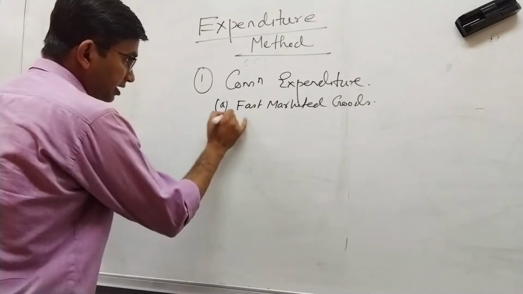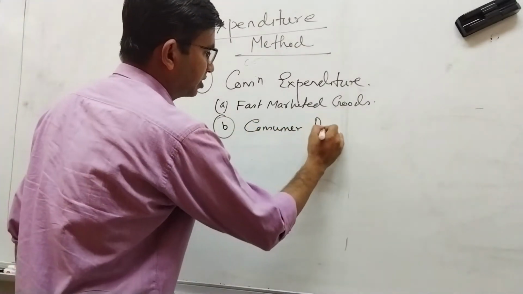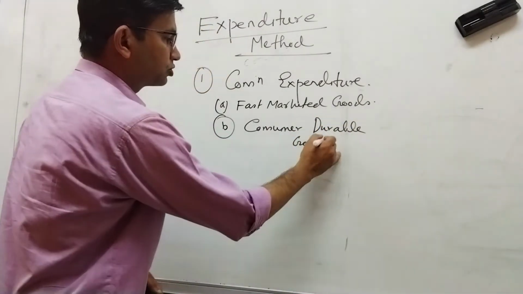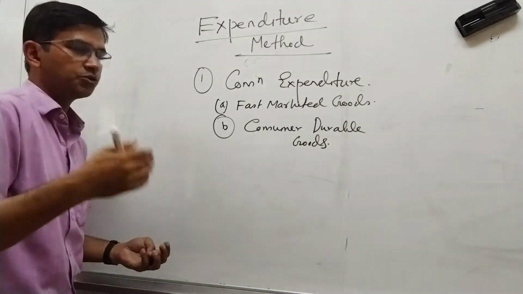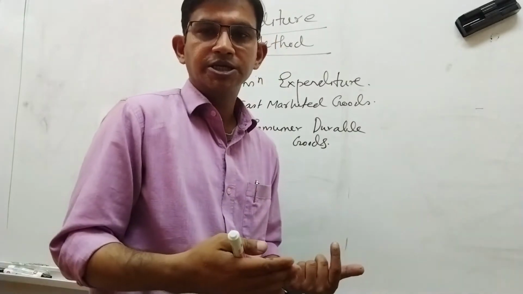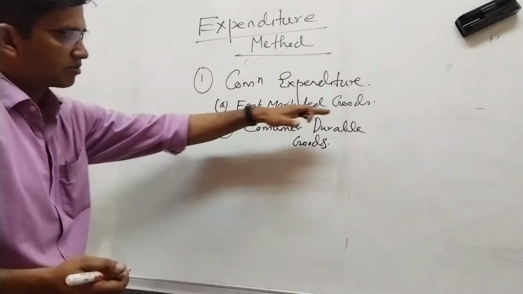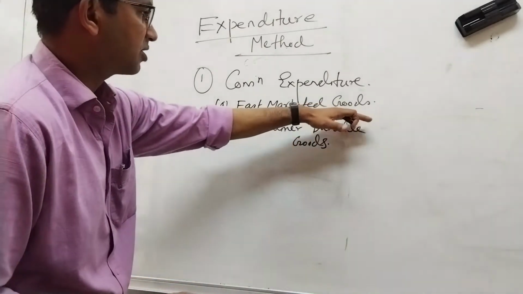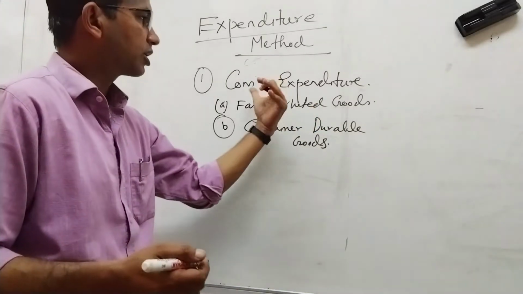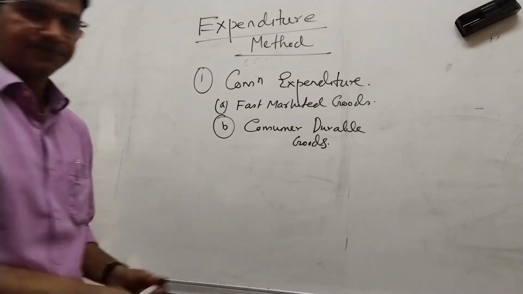And the second part is consumer durable goods. Those are goods which, once purchased, can be used for a long time, for example the television, refrigerator, air conditioner. So if we find the expenditure on non-durable goods and consumer durable goods, we get the total consumption expenditure in the economy.